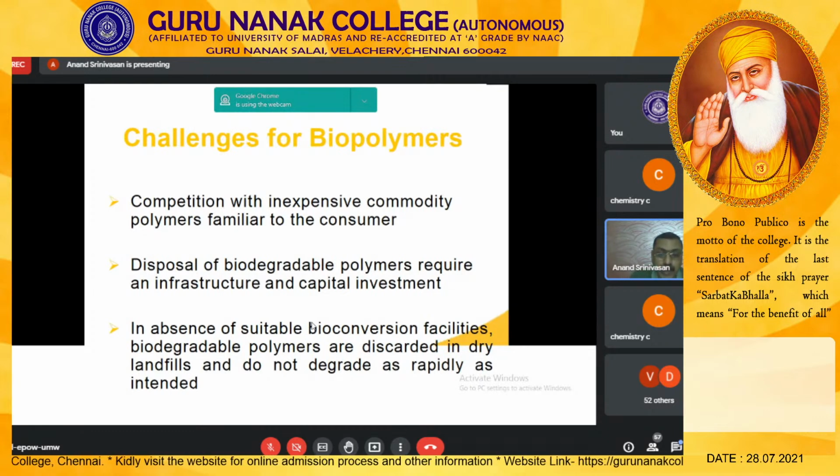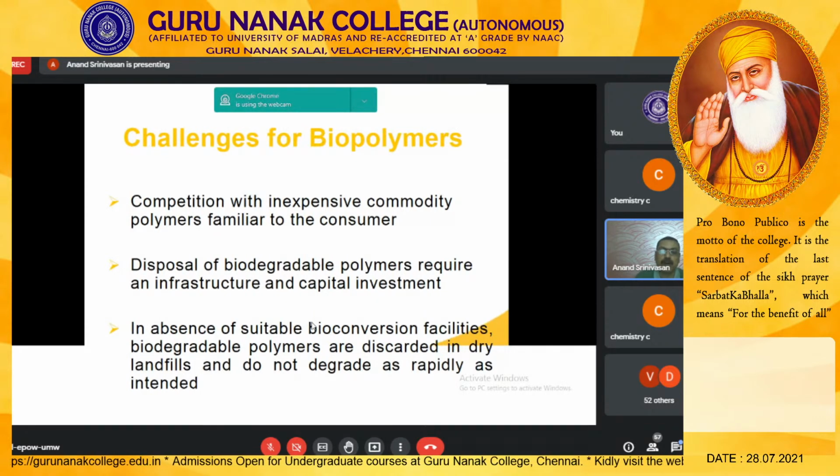And disposal of biodegradable polymers is again a challenge, because you cannot dispose of it in a nearby place. So you have to have an infrastructural facility for disposing of this polymer. You need to have a composting facility. You need to have a better degradation facility, so that you can make this polymer completely degradable. So that is again another challenge. In the absence of suitable bioconversion facilities, biodegradable polymers are discarded in landfills, which again pose a severe problem. Therefore, the purpose for which the biopolymers are brought into use becomes useless.